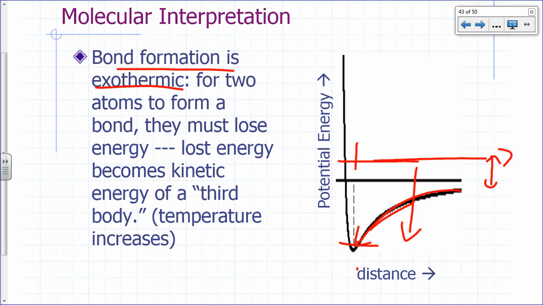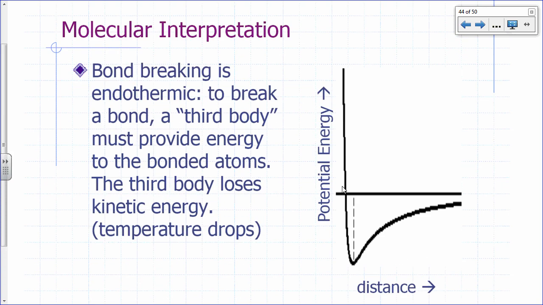For two atoms to form a bond, they have to lose energy, and that lost energy becomes kinetic energy of a third body. So you have conversion of potential energy to kinetic energy in bond formation. Similarly, bond breaking has to be an endothermic process. If atoms are trapped down here in this potential well, they have to get energy from a third body in order to separate, to dissociate. So a third body has to provide energy to bonded atoms, and the net effect is the third body loses energy.